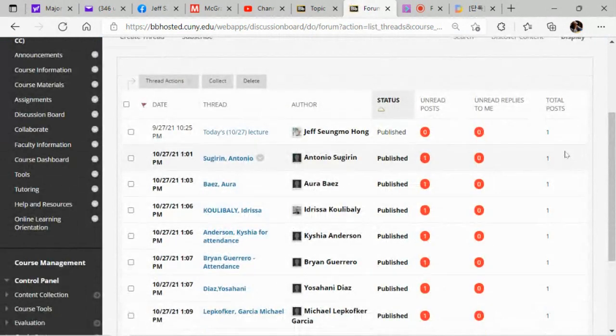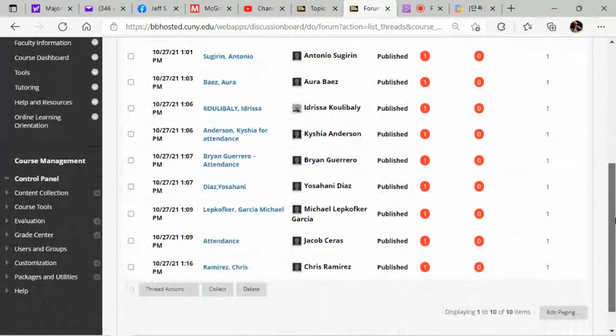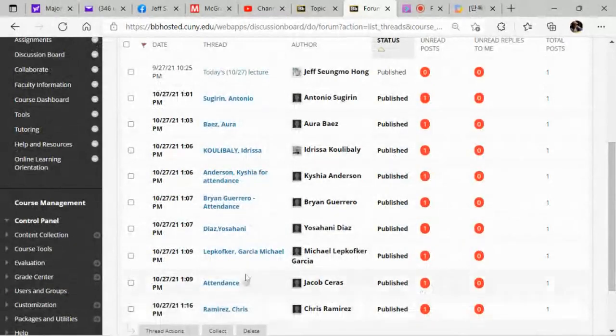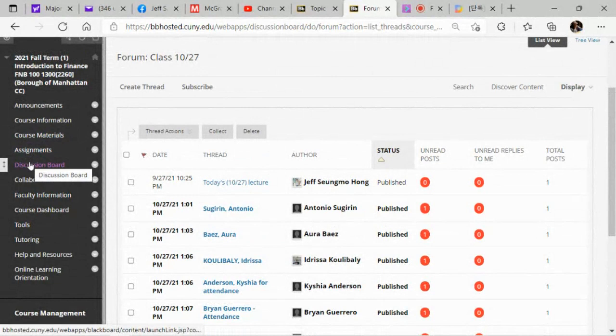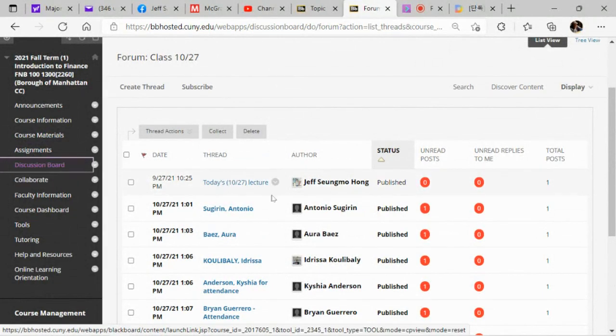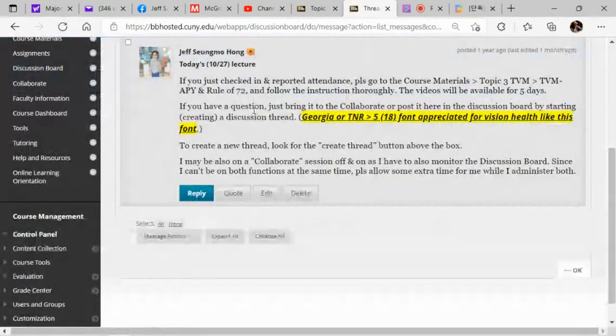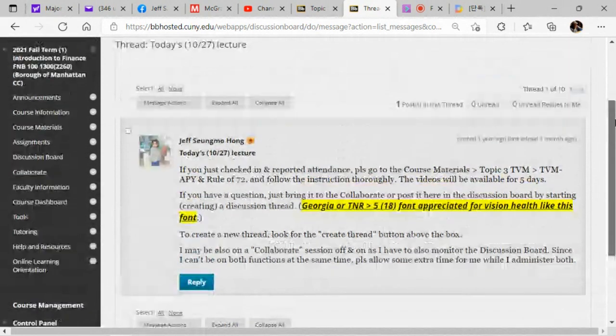Although there was no Collaborate session, you were supposed to sign in as usual, and some people did, and just go to the topics folder as instructed. It says today's lecture and where to go, what the assigned material for the day is. So you should have done exactly that.